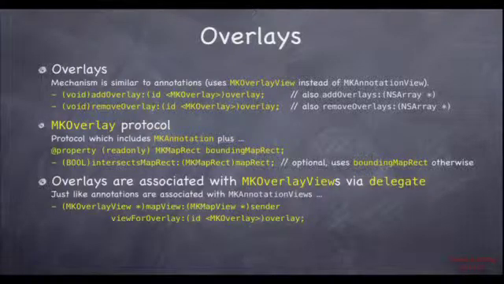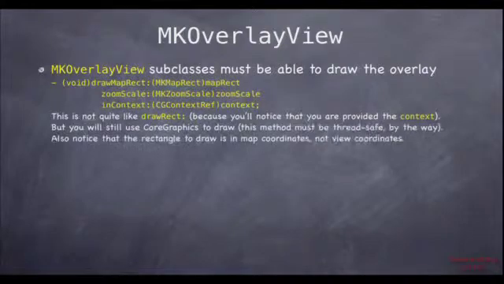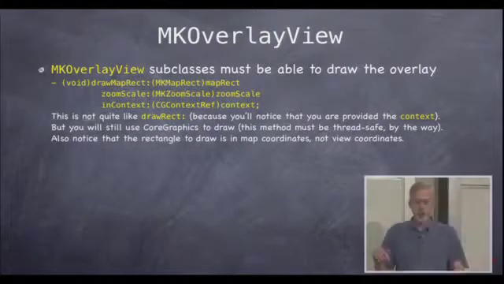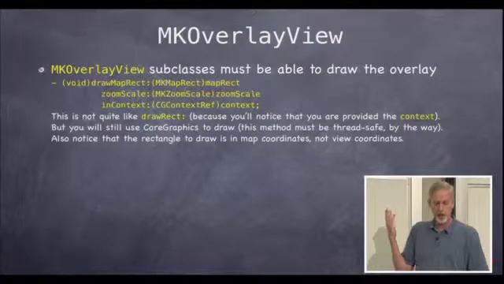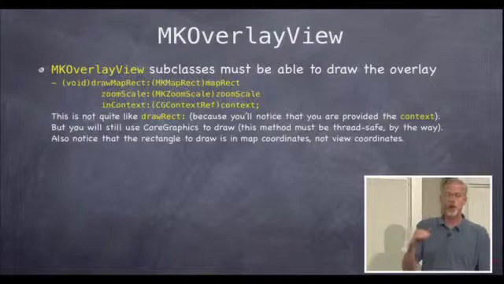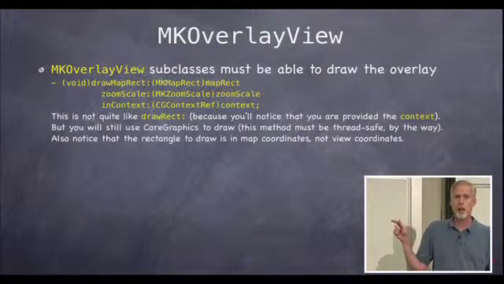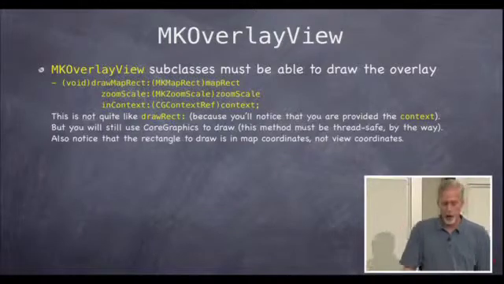And then there's also the same mechanism like cell for row at index path or view for annotation, where it's going to say, oh, here's an overlay, give me an MKOverlayView. And now an MKOverlayView is something that basically implements a draw rect-like thing. It's not called draw rect, it's drawMapRect:zoomScale:inContext:. So notice you're getting the drawing context here. So it's different than draw rect in that you don't call UIGraphicsGetCurrentContext. It gives you the context. Then you do your Core Graphics drawing.